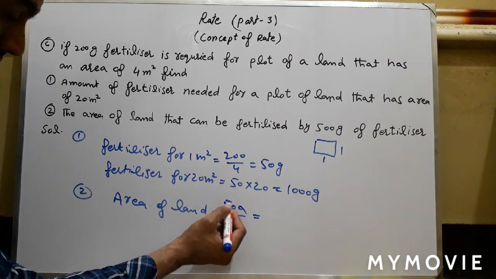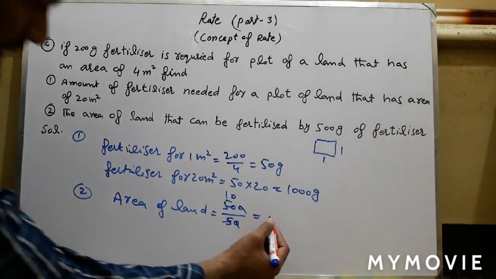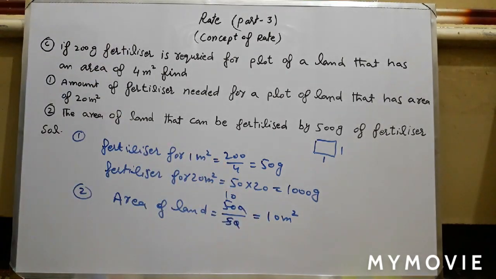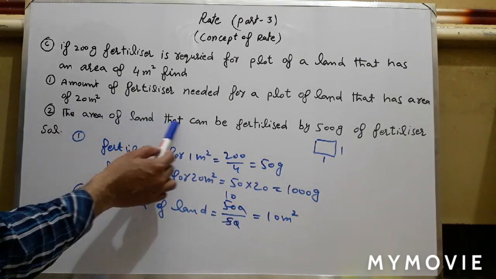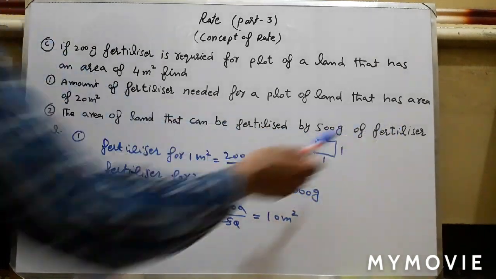Cut the zero from this one, and 5 tens are 10 square meters. 10 square meters is the area of the land that can be fertilized by 500 grams of fertilizer.